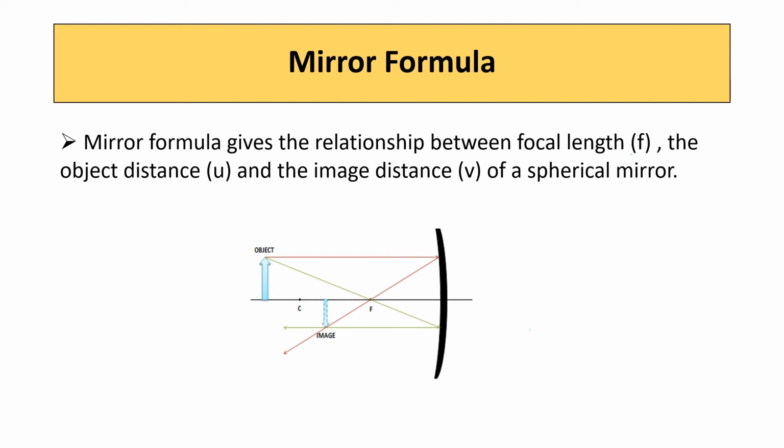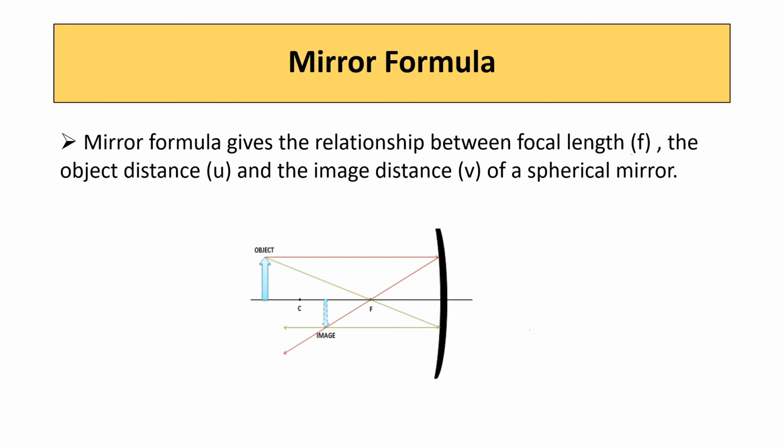This is a concave mirror, and if this is the object, the distance between the object and the pole of the mirror is called the object distance, and you will use the letter u to represent the object distance. What is v? v is the image distance. Image distance is the distance between the image and the pole of the mirror, and it is represented by the letter v. This is the image, and this is the pole of the mirror.